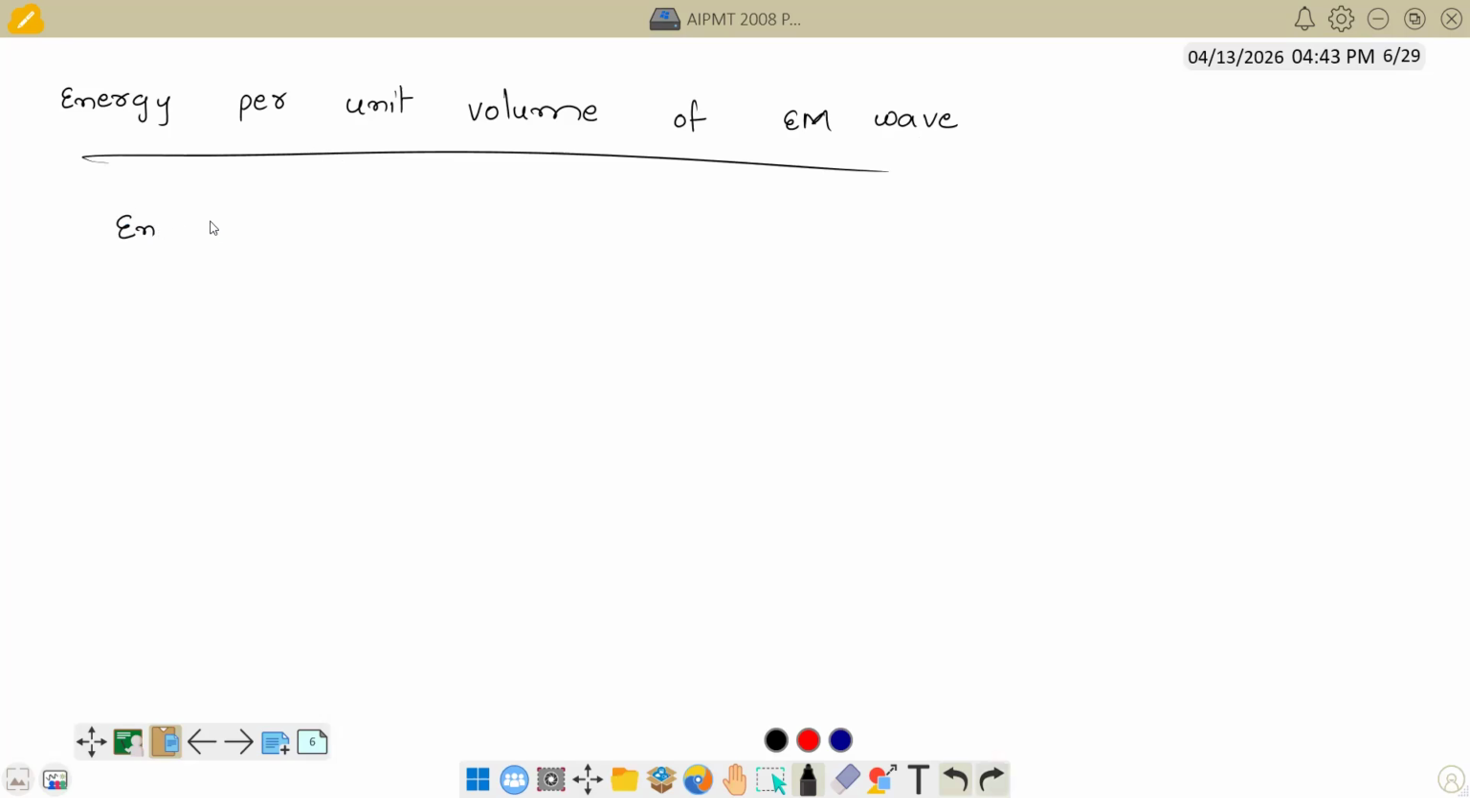energy by volume, that is small u, would be equal to half epsilon naught E square plus B square by 2 mu naught. Remember, E and B are expressions. That means if E is proportional to sine omega t, B could be proportional to some cos omega t or something like that. So these are expressions basically, and these two would be equal. Since these two would always be equal, you will get the answer as epsilon naught E square or B square by 2 mu naught. But if you want average value of this, average value would become E naught.